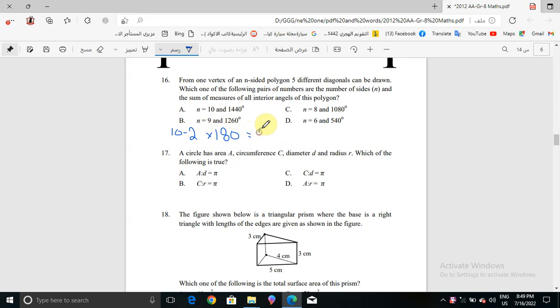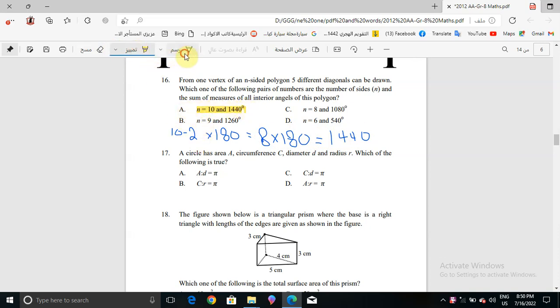It will be 8 times 180, right? So that means the last answer will be 1440. So choice A is the correct answer for question number 16.